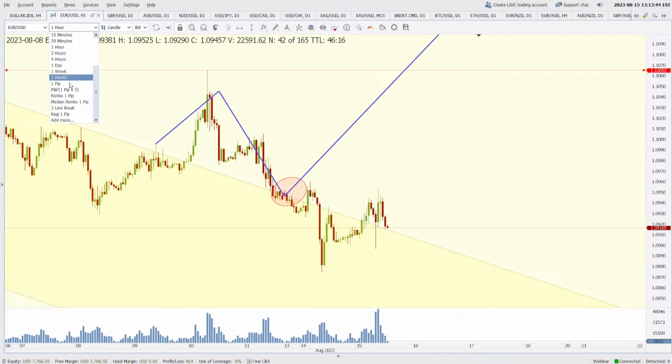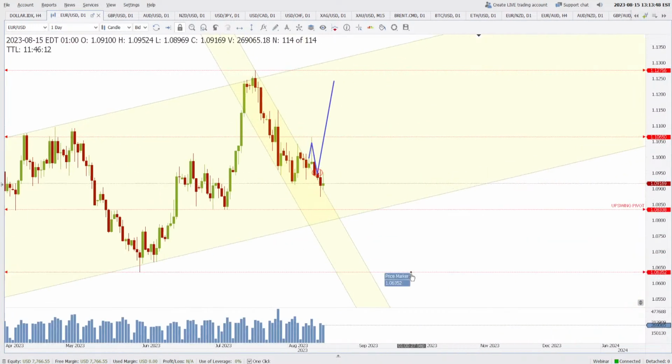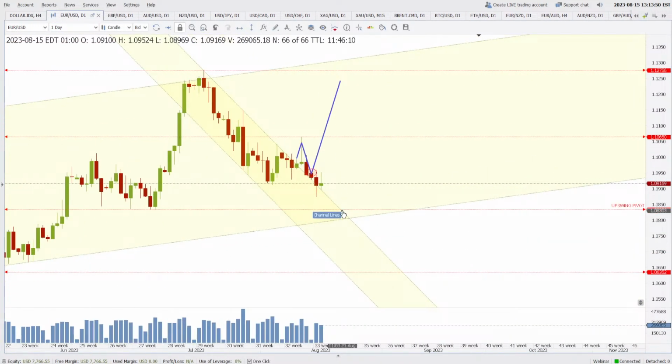So on the lower time frames, you can trade it on the 1 hour or 2 hours, but from the daily point of view, you should not be trading this consolidating market below 1.1065 and above 1.0833. Below 1.0833, you should be looking for selling opportunities. Other than these, I don't think you should be trading here.